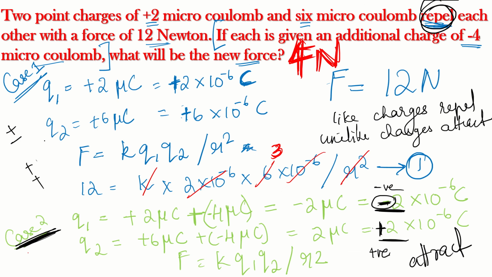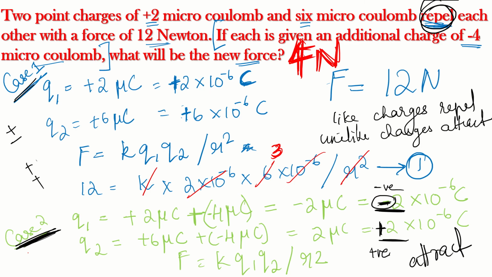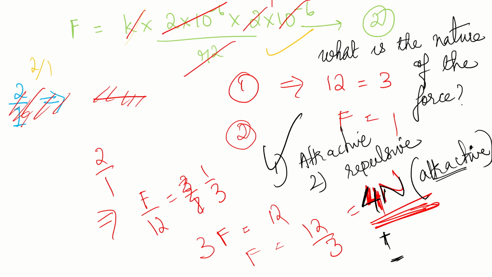I'll explain once again. We're taking two cases. In the first case, I just framed an equation with all the information that has been given, that is without adding an additional charge. So I made equation 1. Now with case 2, after adding all the additional charges, I again framed another equation, number 2. Now I'm going to divide equation 2 by 1. So when I divided equation 2 and 1, k got cancelled. 2 into 10 raised to minus 6 got cancelled. R square also got cancelled.